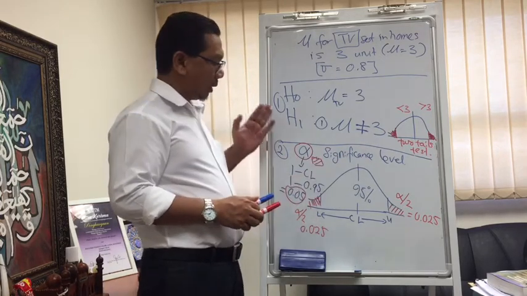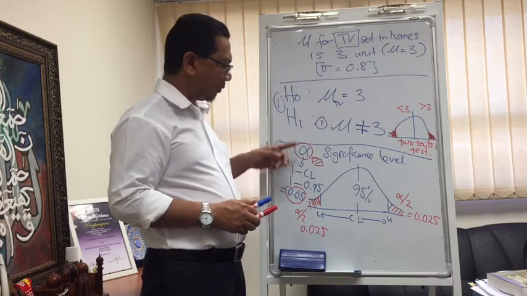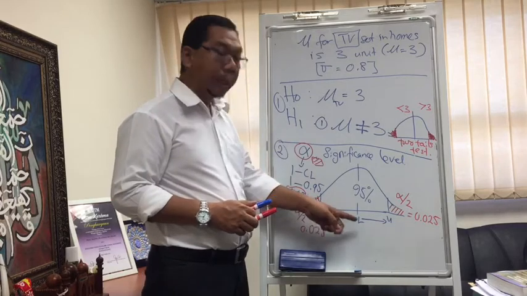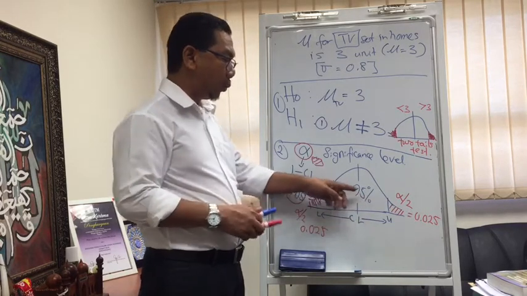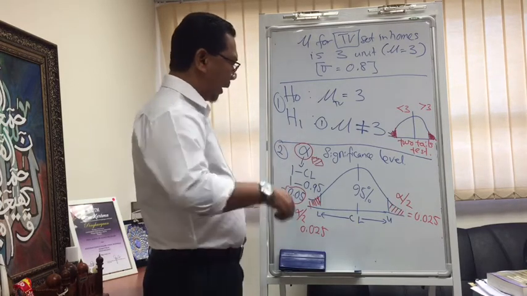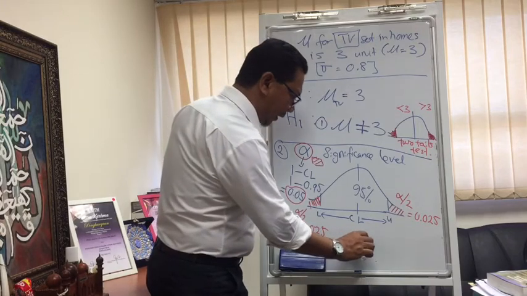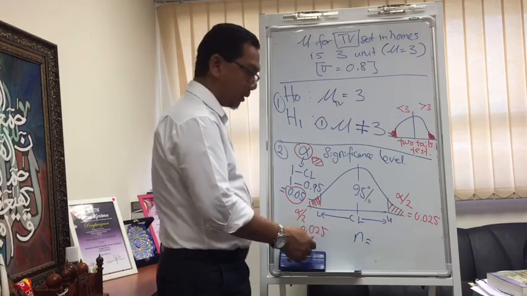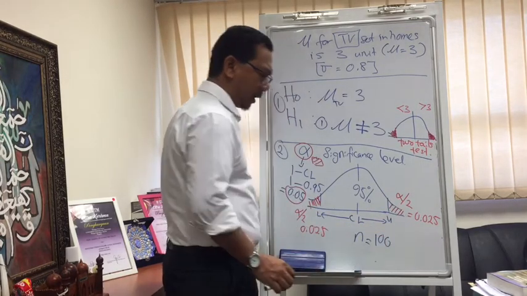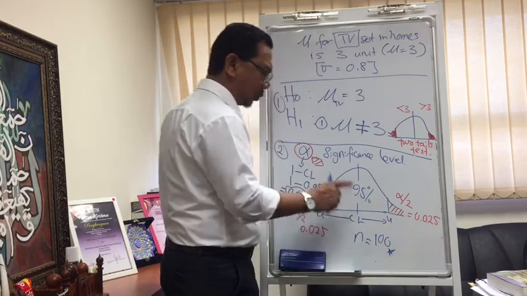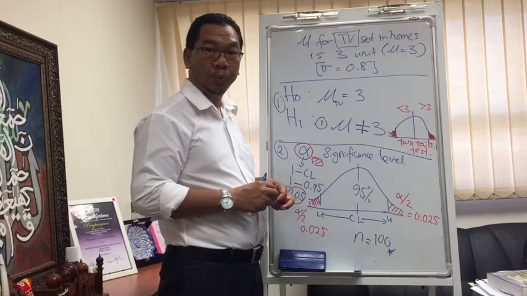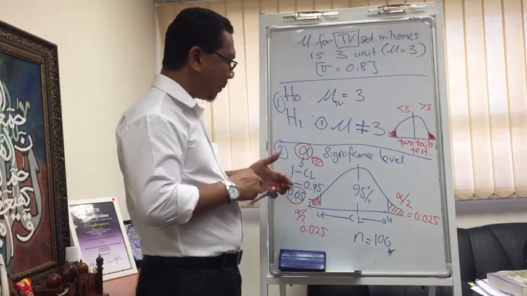How to get it? Some straight away give the significant level. If they do not give you the significant level, they will give you the confidence level. Based on the confidence level, we can calculate the significant level. At the same time, we have to identify the sample size. Here n, the sample size, is 100. We will use this information to calculate the critical value. So these are the first 2 steps.